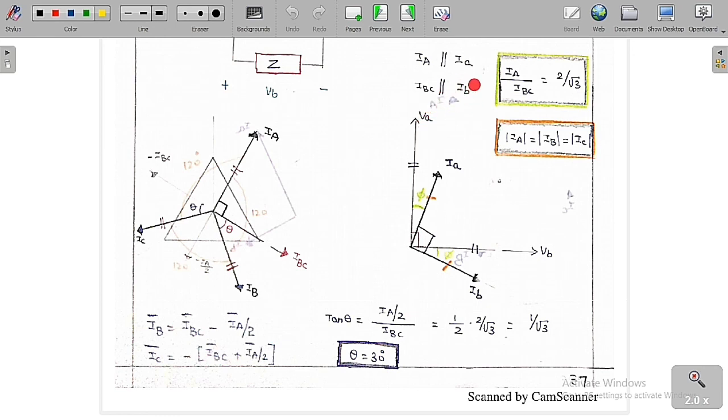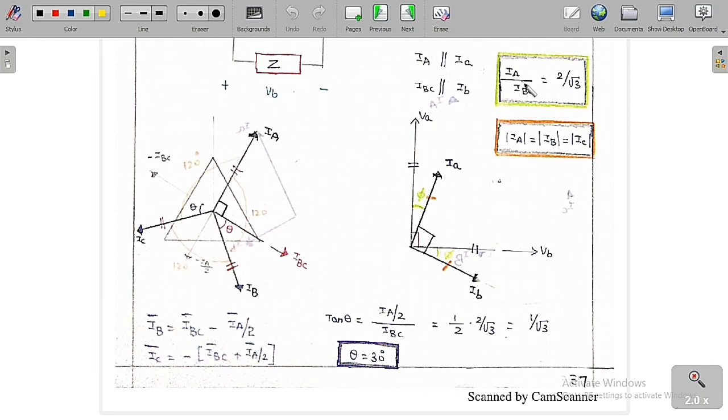This is a point that you always have to remember: IA is parallel to small ia, and IBC is parallel to IB. So you can see that the primary current in the teaser transformer should be parallel to the secondary current in the teaser transformer. Similarly, the primary current in the primary transformer should be parallel to the secondary current in the primary transformer. So IA is parallel to ia, IBC is parallel to IB.